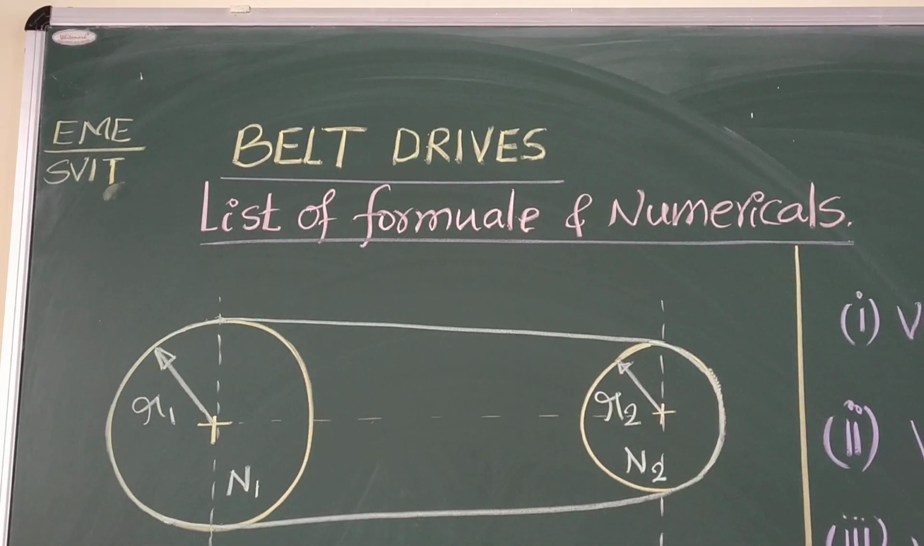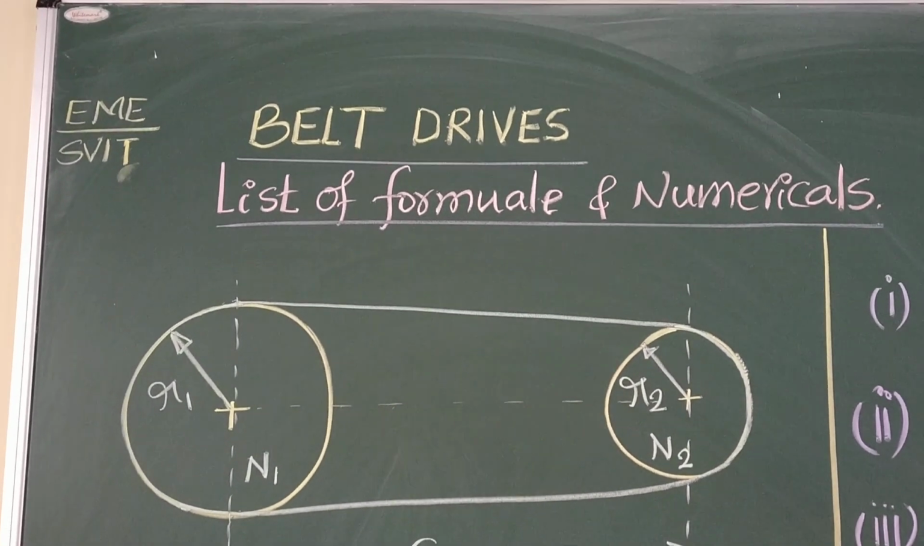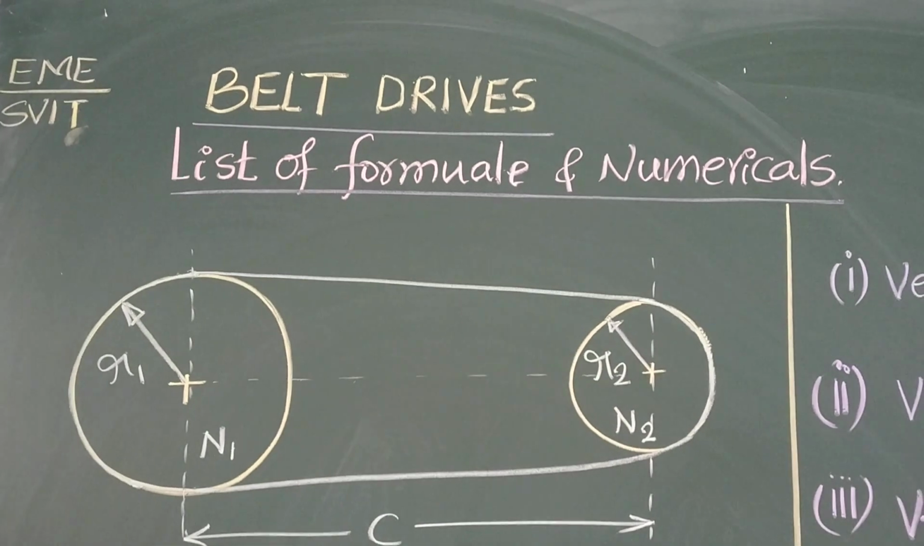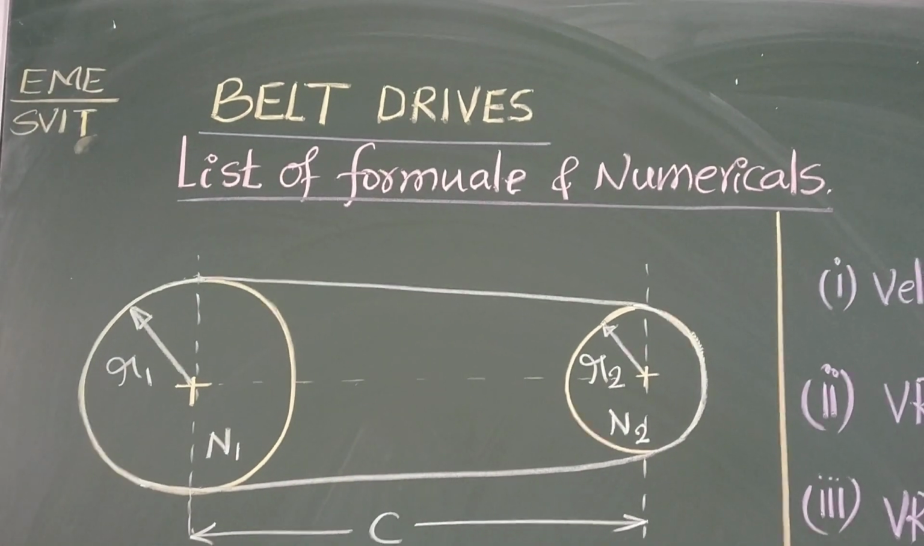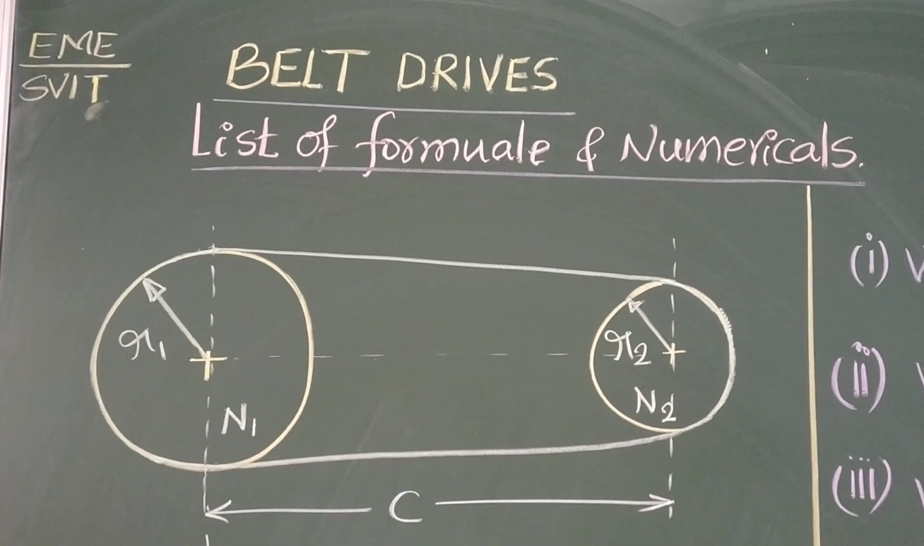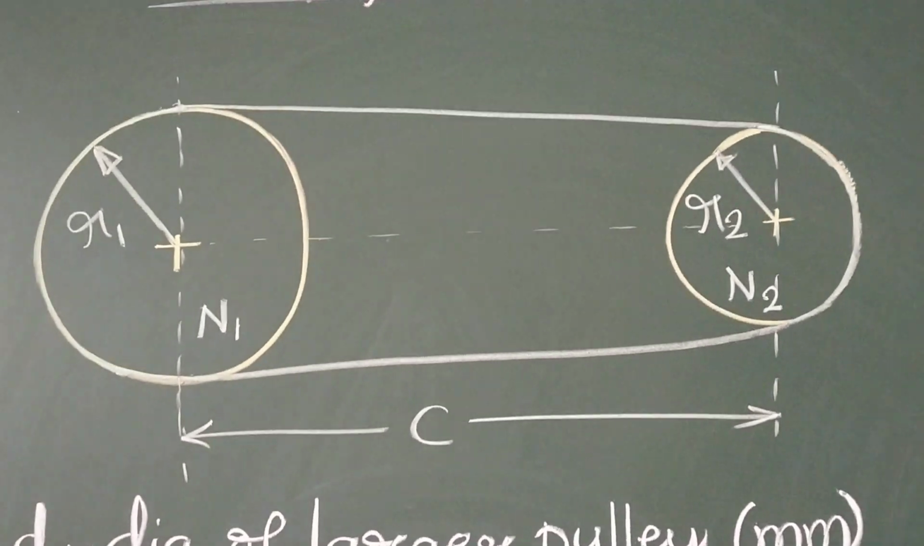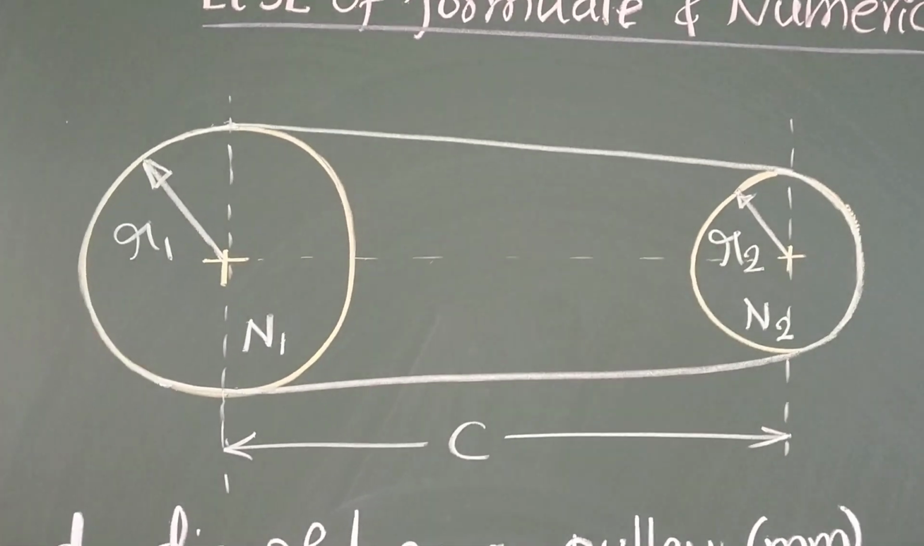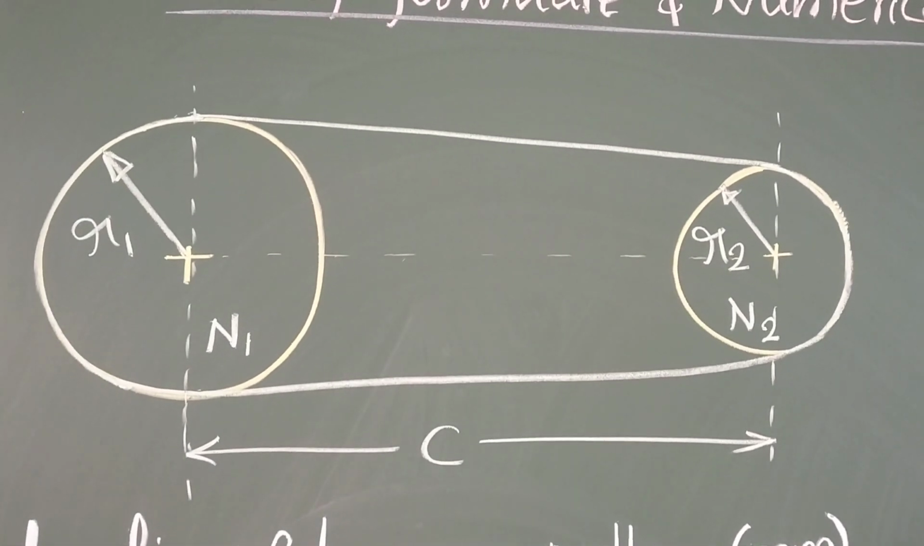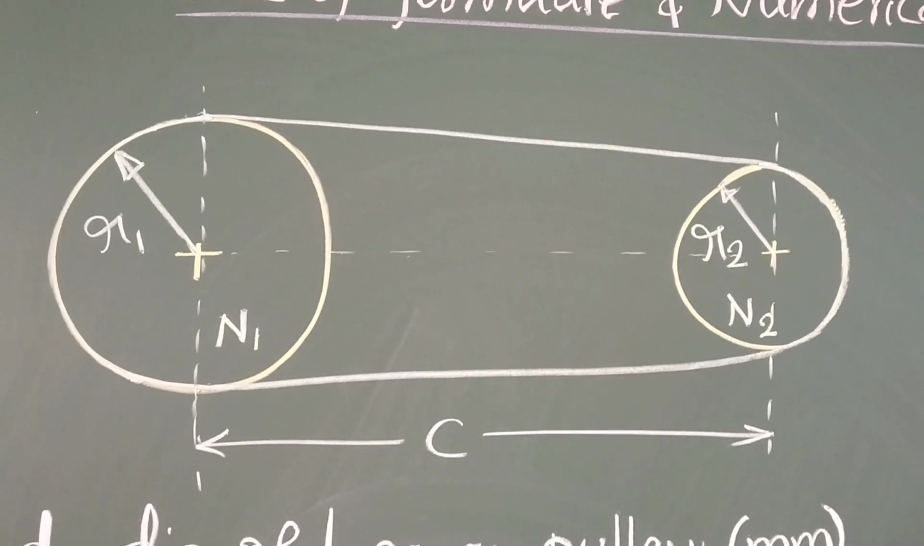Hi everyone. Today we shall discuss belt drives. In that, the list of formulae and numericals related to belt drives. Let's see what is a belt drive. A belt drive is one in which two pulleys are connected by means of a belt.